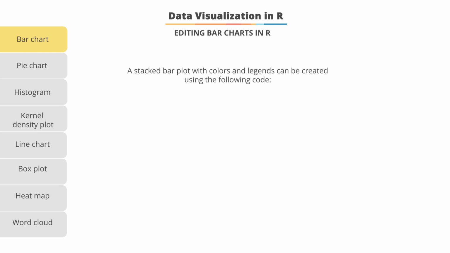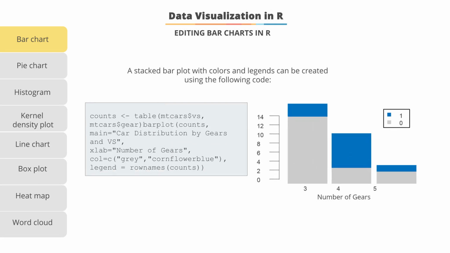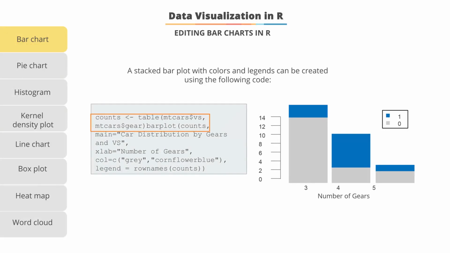Now we could also build a stacked bar chart. So here we're doing a count of gear again, but we're also including vs. Again, we create the title, which is the main, Car Distribution by Gears and VS. The x label is Number of Gears. And for the columns, we decided we'd have gray and cornflower blue. And the legend has those row names.